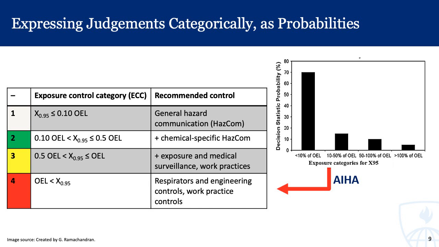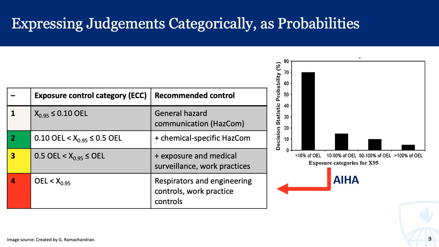The advantage of such a representation is that it can directly lead in a very transparent way to a control action. So the highest probability in this graphic is category 1, almost 70%. And so we can say that in my company, if there's a category 1 exposure, that means that we will provide general hazard communication to the workers. Or if it's a category 2, we will provide chemical specific hazard communication to the workers. If the highest category in terms of probability is category 3, then we might conduct exposure monitoring, exposure surveillance, medical surveillance, look at work practices, and so on.